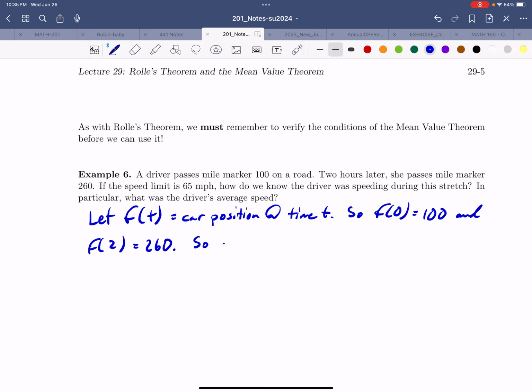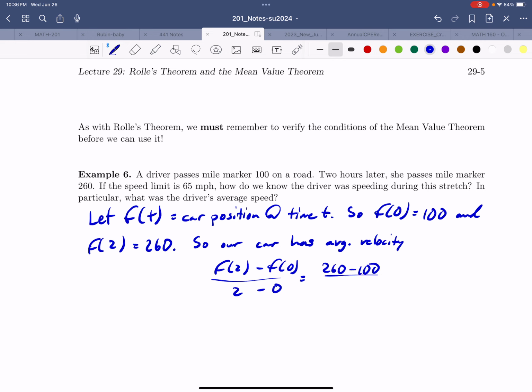So our car has average velocity, we'll say f of 2 minus f of 0 over 2 minus 0, right, which is the same thing as 260 minus 100 all over 2, which is 80 miles per hour on the interval from 0 to 2. That's our average speed in those 2 hours, 80 miles an hour, right?